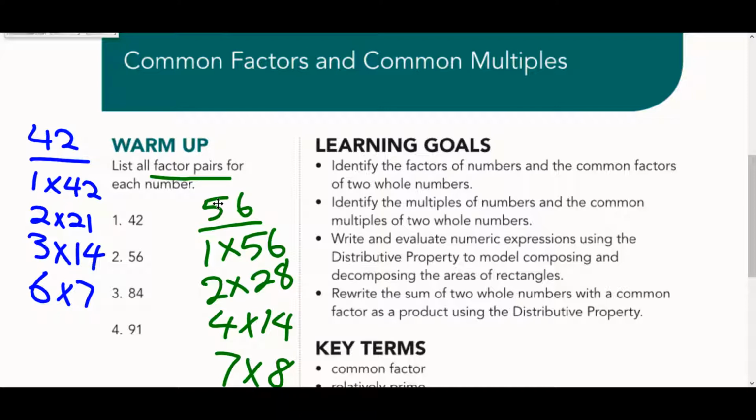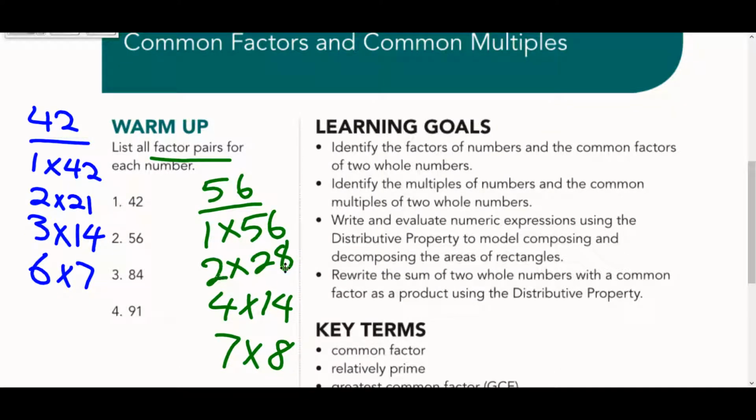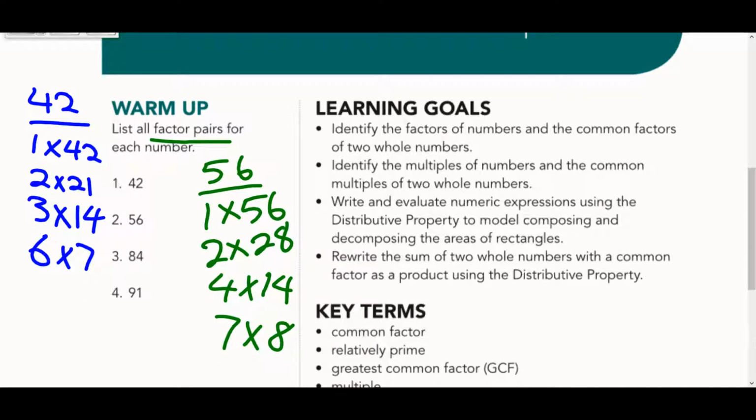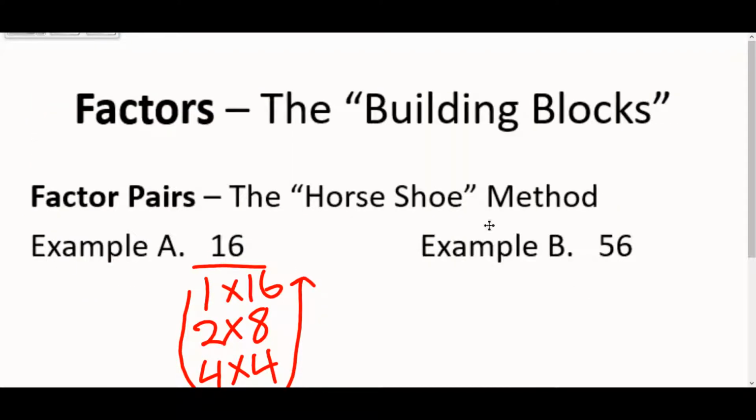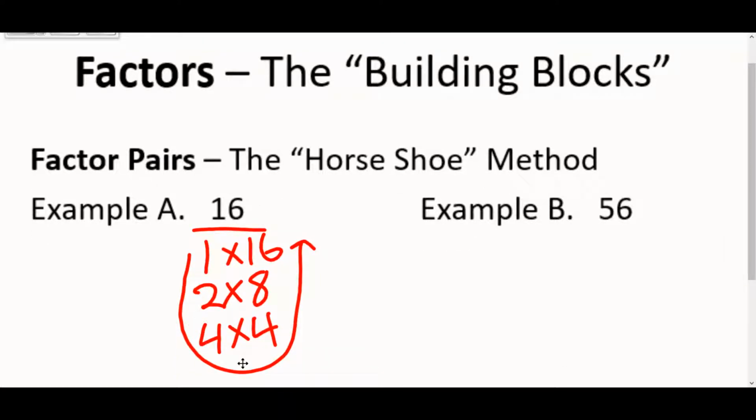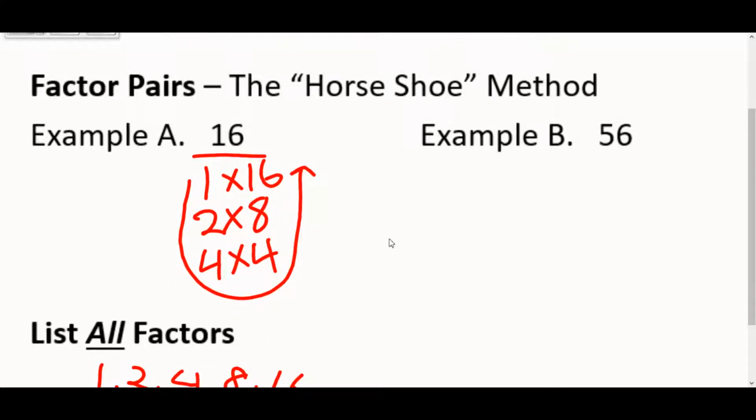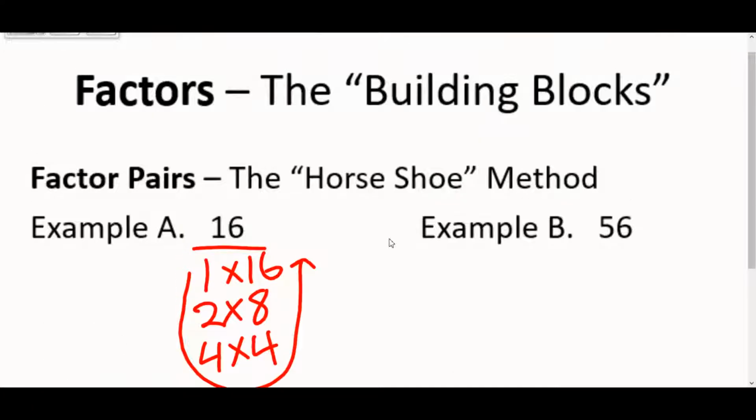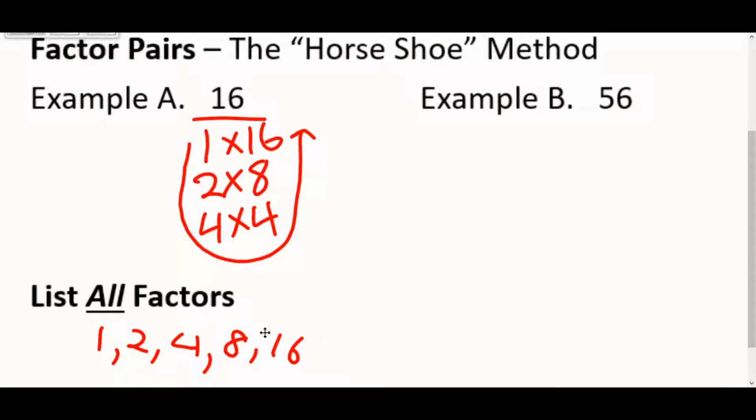And then we did it with 56. Again, 1 times 56, 2 times 28, 4 times 14, 7 times 8, and so on. Now, I call that method the horseshoe method, simply because you can then draw a horseshoe-shaped arrow around, which is going to help you later because you need to list all factors. But before we do that, just to review, if 16 is my number, I'm going to do 1 times 16, 2 times 8, 4 times 4. And again, I stop there because if I continue on, it's just going to be a repeat of my pairs of factors.